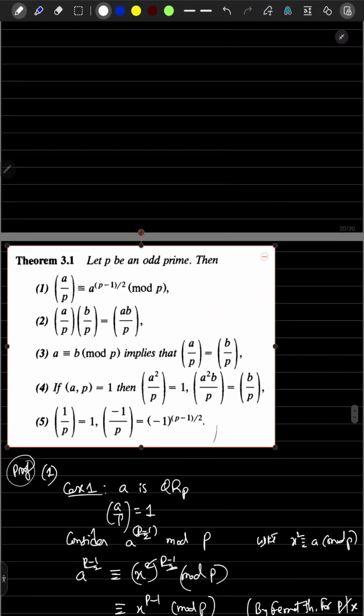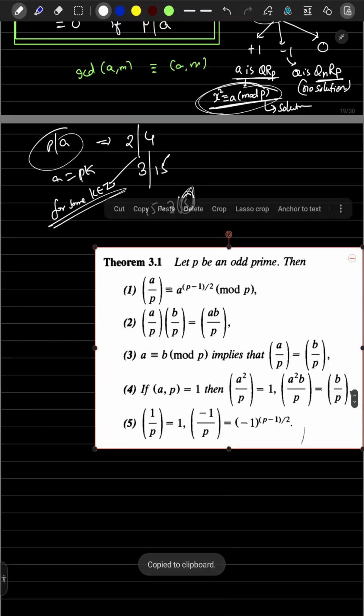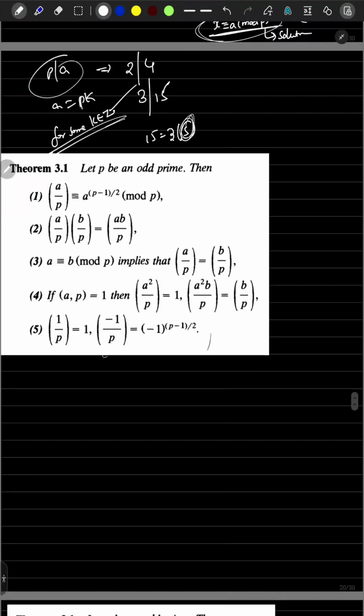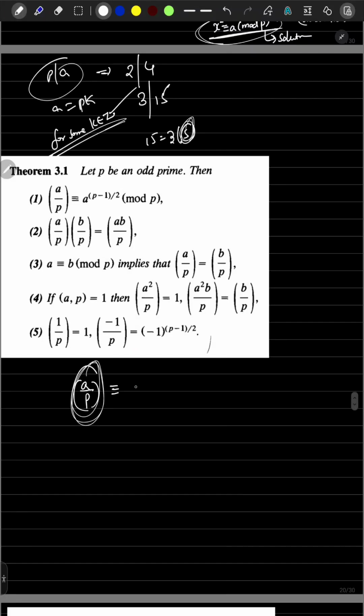Now we have some properties, so let's discuss these properties. The first property is that this Legendre symbol a by p is congruent to a power p minus 1 whole by 2 mod p. This is the condition. I am telling you again, here a can be anything. a can be any integer. There is no restriction that a and p always have GCD 1. Not like that. a can be anything.